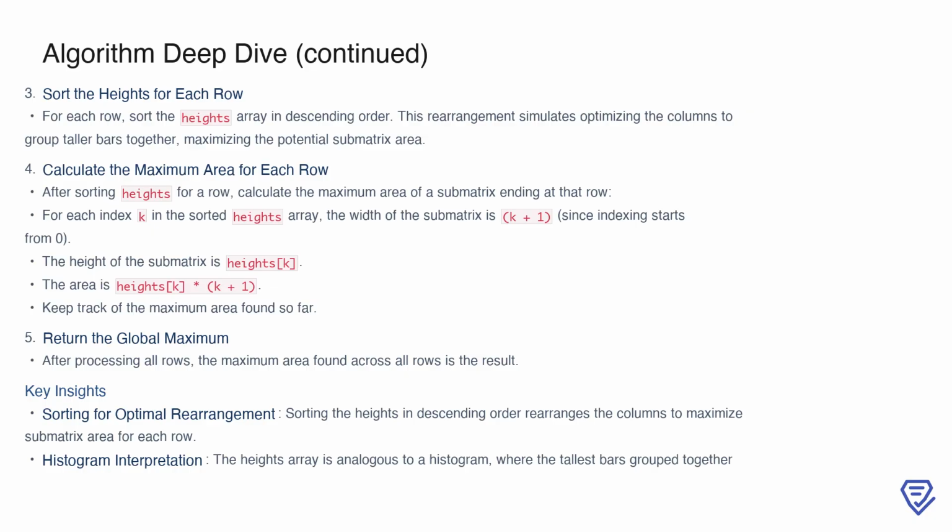After sorting the array for a row, we compute the maximum submatrix area ending at that row. For each bar in the sorted heights array, we calculate the area of a rectangle where the height is the value of the bar, and the width is determined by the bar's position in the sorted array. Specifically, the width is equal to the index plus 1, since array indexing starts at 0. By multiplying the height with the width for each bar, we obtain potential areas, and we keep track of the largest one. After processing all rows, the overall largest area found across all rows is our final result. This approach leverages sorting to maximize submatrix dimensions efficiently.